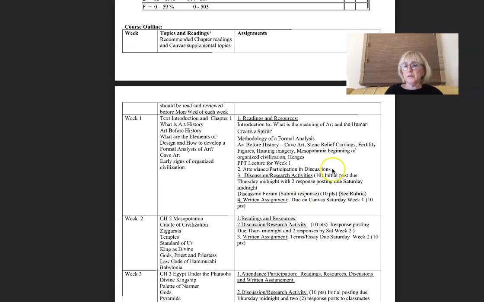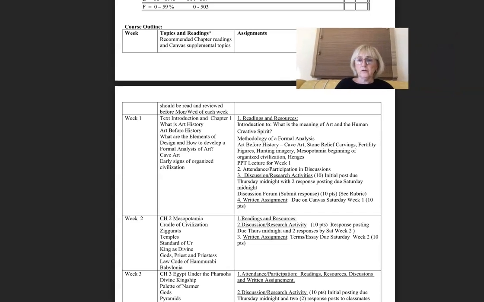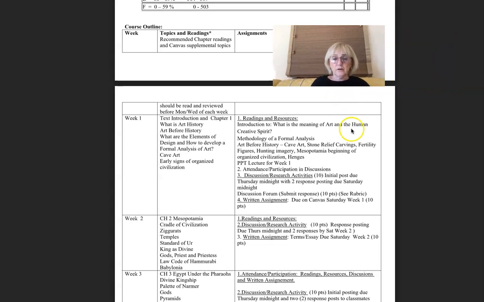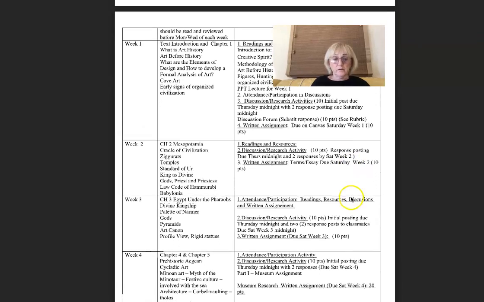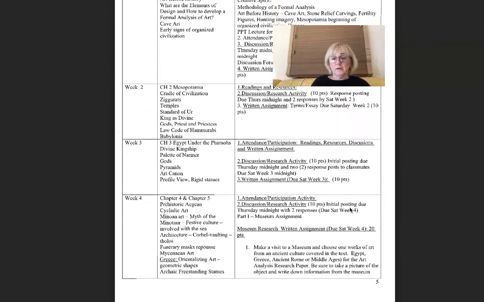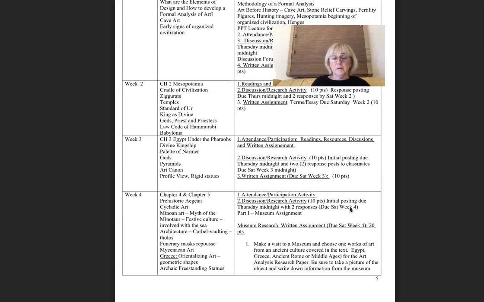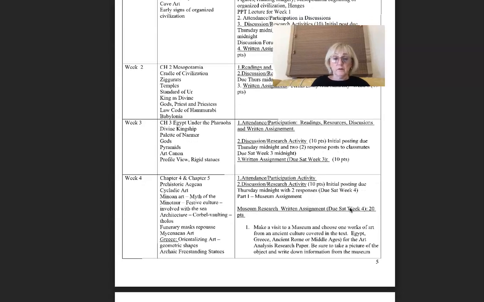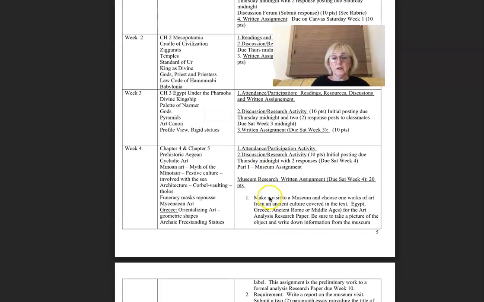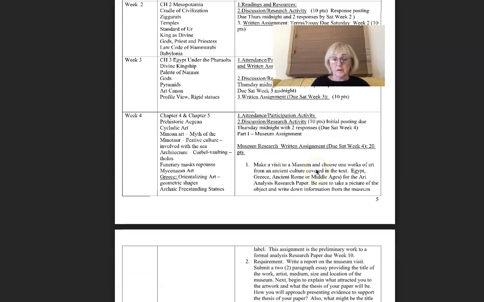So if you don't have the textbook, please get started right away. There's no excuse because there's plenty of reading and resources in Canvas for you to get started on the discussion boards and the written assignments. Each week it's broken down by the reading assignments, the topics covered, what participation activity, such as the discussion board, and then the written assignment. And then once again, later on in the course, you have the museum assignment.